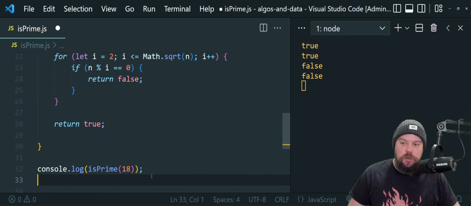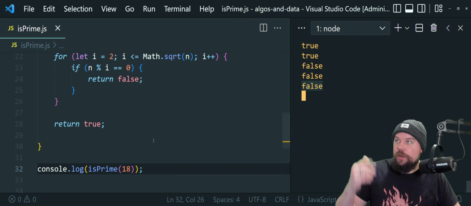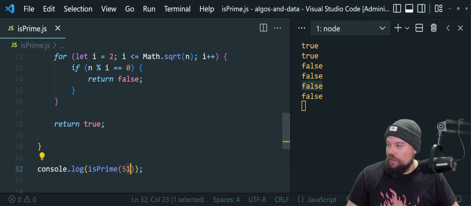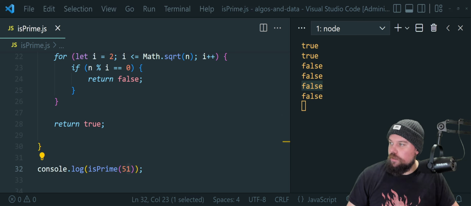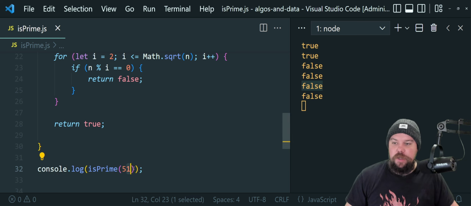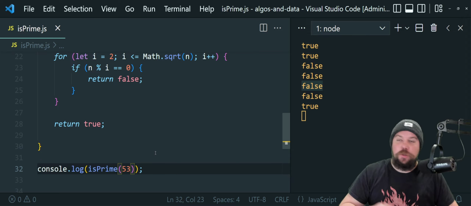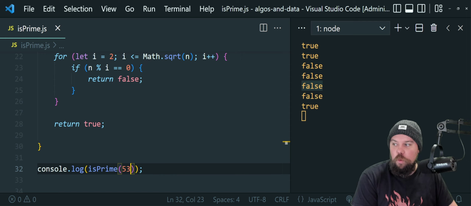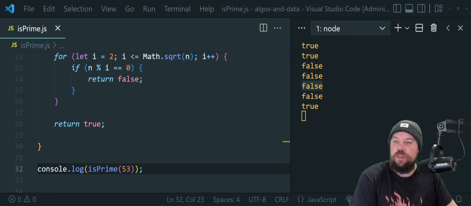And by the way, this should also, if I save this, hopefully give us false. There we go. So it still works. 51 should also still be false. Awesome. Another prime number. Let's do 53 as a prime number. True. Okay, cool. So it still works after my little optimizations there. But again, it goes from a worse complexity into a better one with the cool trick I showed y'all, into a square root of n.